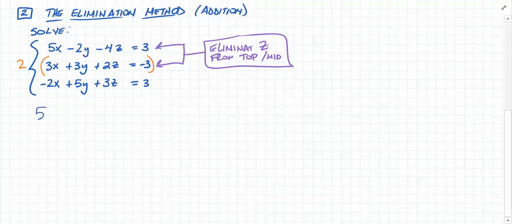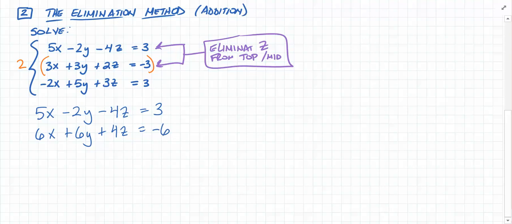I'm going to leave the top equation alone, so 5x minus 2y minus 4z is equal to 3. So we do nothing to the top equation. The middle equation we multiply by 2, and we end up with 6x plus 6y plus 4z is equal to -6. Check my math, make sure that that's correct. You guys on board? Yes. All right, good.